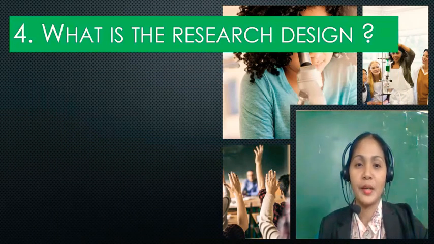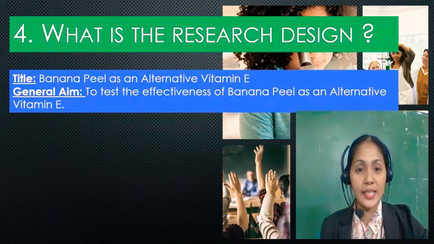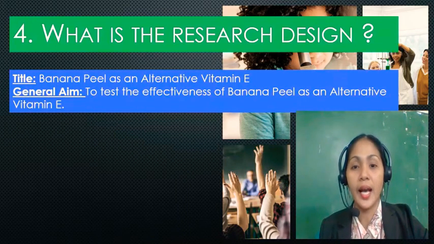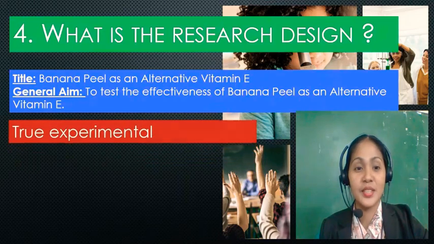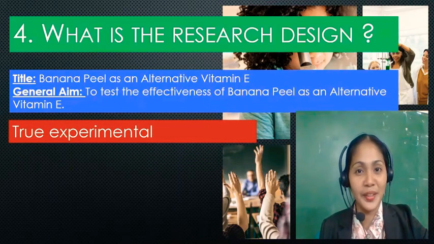Number 4. What is the research design in this title? Banana peel as an alternative vitamin A. The general aim is to test the effectiveness of banana peel as an alternative vitamin A. What is your answer? Did you just answer true experimental? Wow, you are great. You are really good.